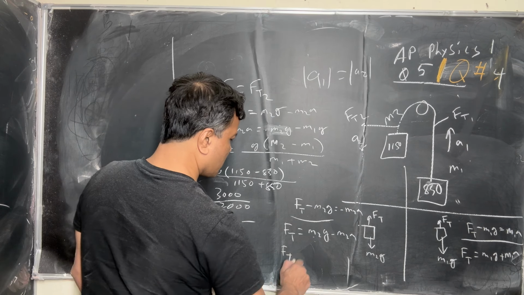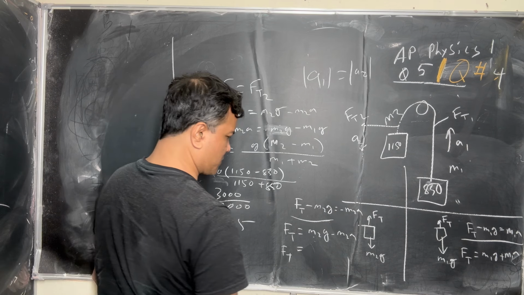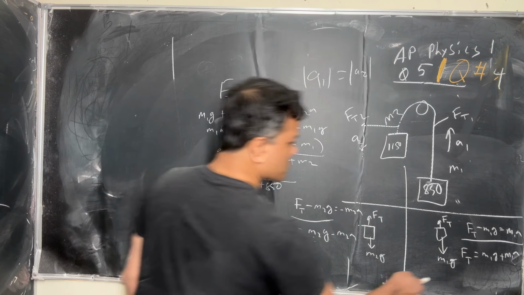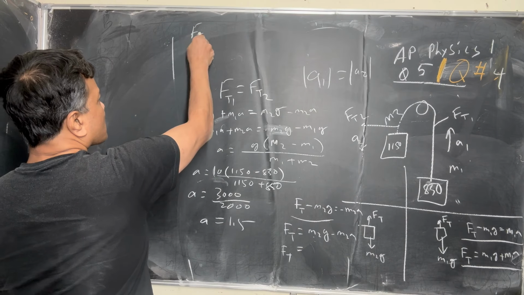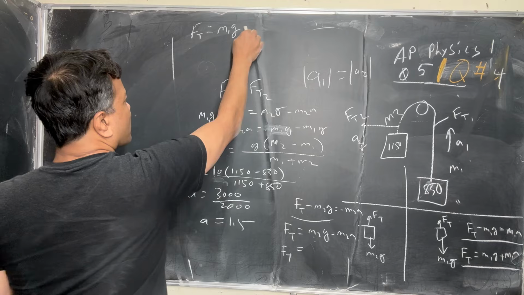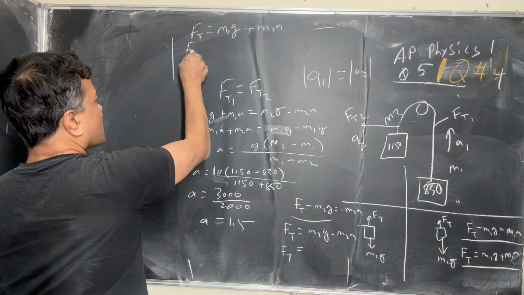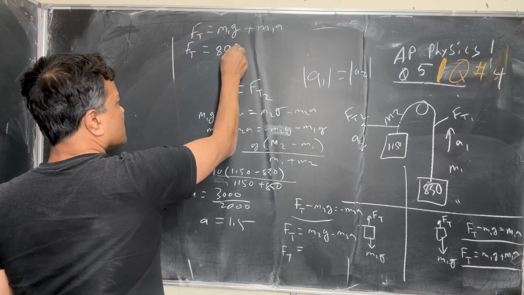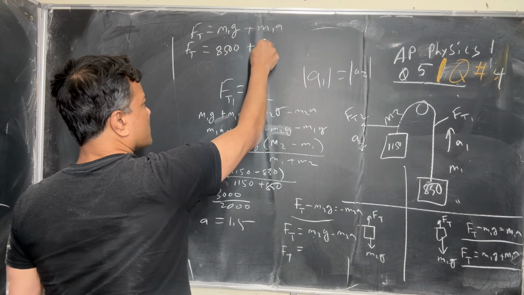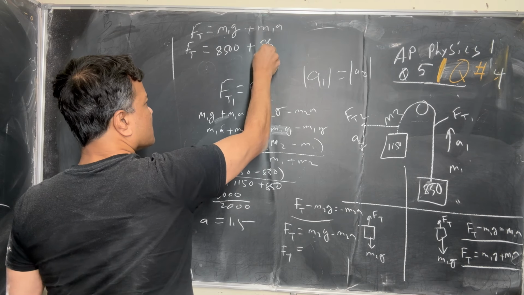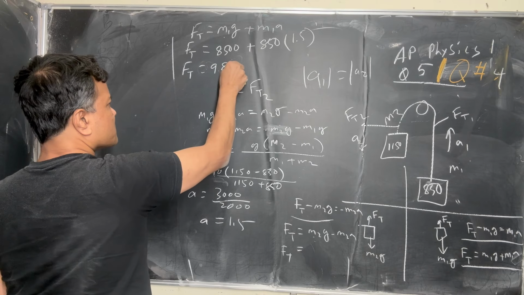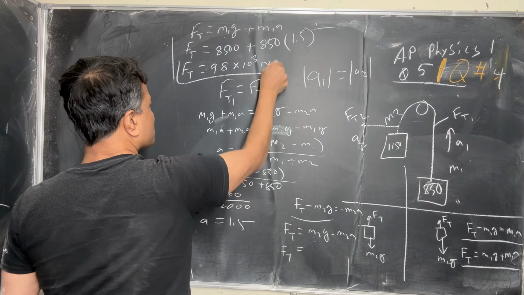So what is then the tension? I don't know if I even ask you tension, but let's see. I don't know which one would be easier. Let's say this one is easier. Ft is M1G plus M1A. M1 is 850, g is 10, so 850 times 10, 8500, plus 850 times 1.5. So Ft is 9.8 times 10 raised to 3. I'm not sure whether I ask you for 2 sig fig, but there you go.